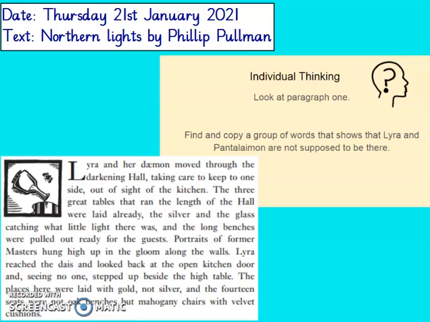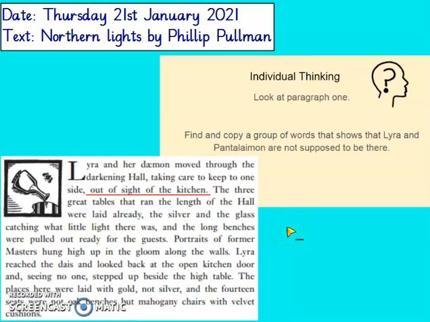So, let's see. A group of words that show Lyra and Pantalaimon are not supposed to be there. Lyra and her daemon moved through the darkening hall, taking care to keep to one side, out of sight of the kitchen. Could it be that? That group of words show that they're not meant to be there because they're out of sight. And if you keep out of sight, it usually means you aren't meant to be there.